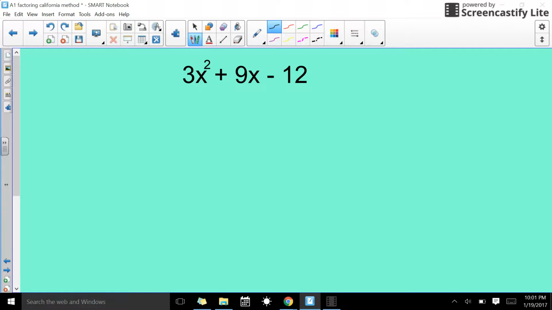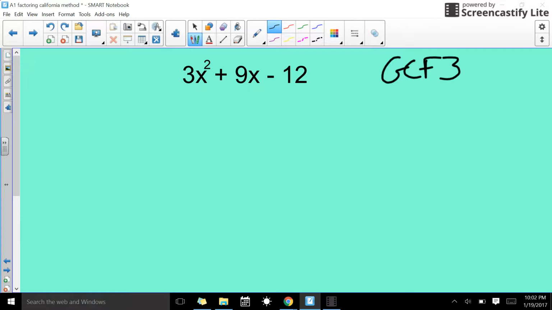All right, now let's try one where a is bigger. Now we have to ask ourselves, do we have a GCF? In this case, we do. All right, so let's look at A. The smallest number is 3. 3 goes into 3. 3 goes into 9 3 times, and 3 goes into 12 4 times. So 3 is our GCF. GCF is 3.